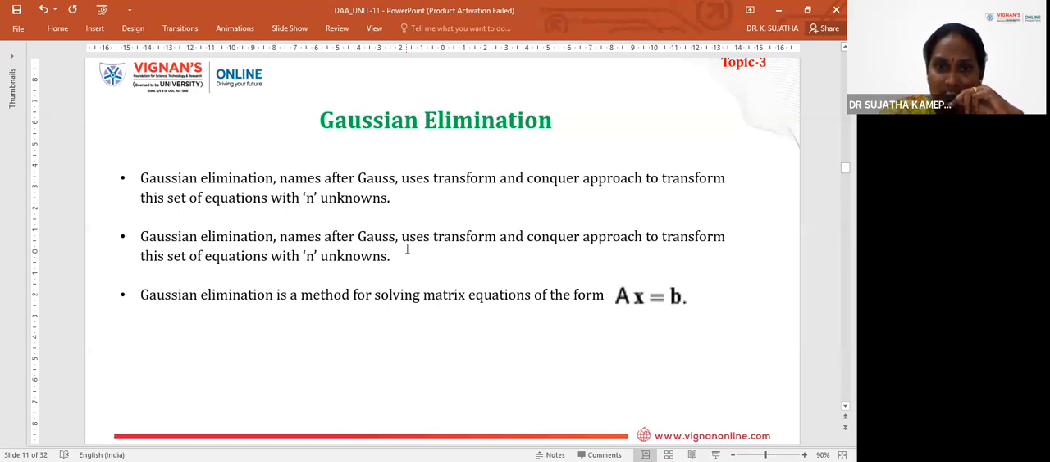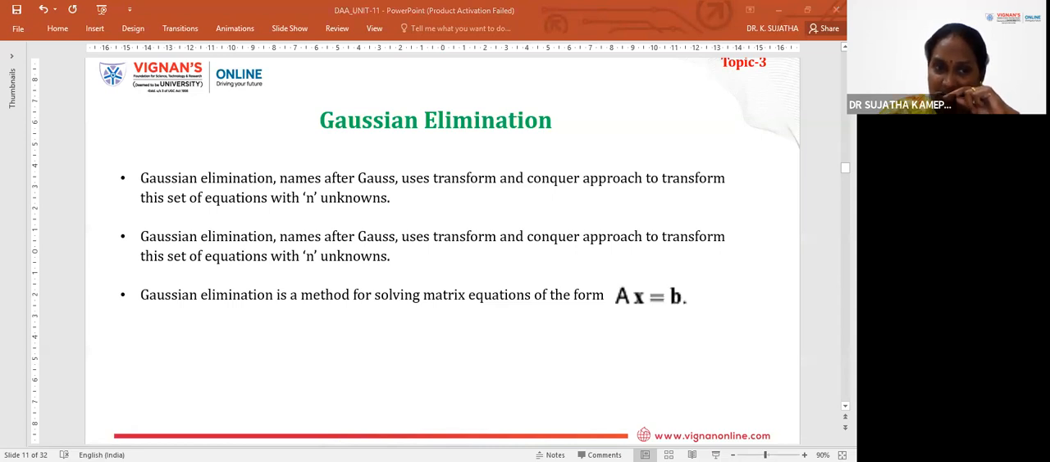Now here we are going to see what is meant by this Gaussian elimination, and for which purpose we use this Gaussian elimination method. And we are going to solve one problem, one instance, using this Gaussian elimination method, right?